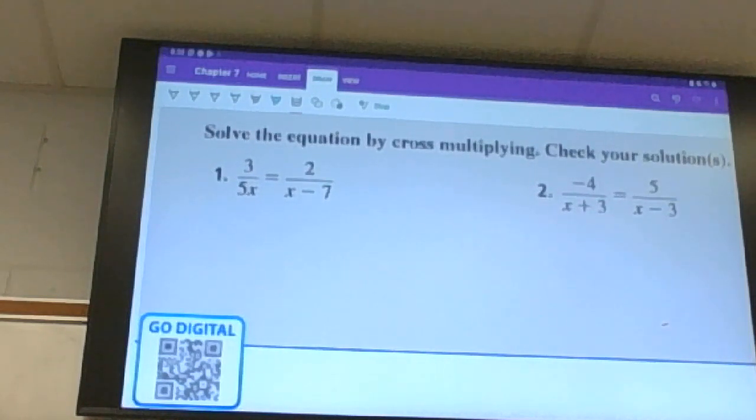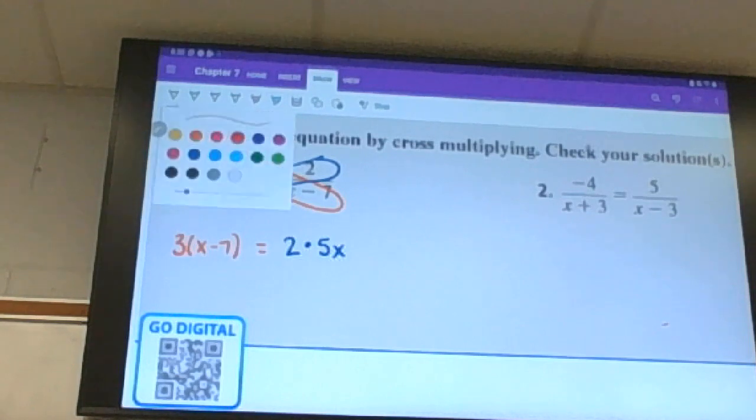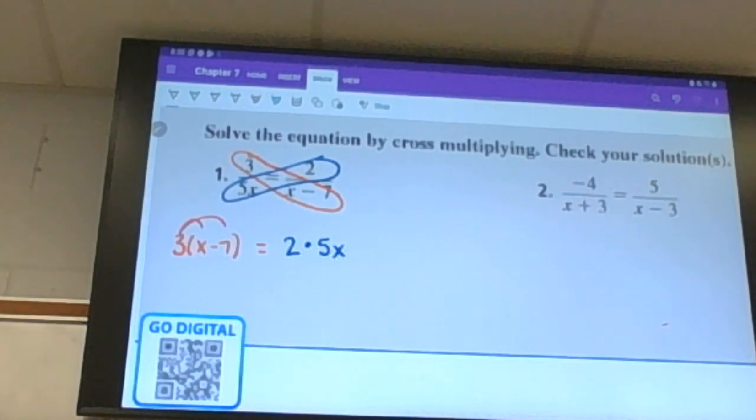All right, yesterday we talked about doing the butterfly method. I circled diagonally the 3 and the x minus 7, and then I write the equal sign. Circle diagonally the 2 and the 5x. And then distribute. And then we have 3x minus 21 equals 10x.